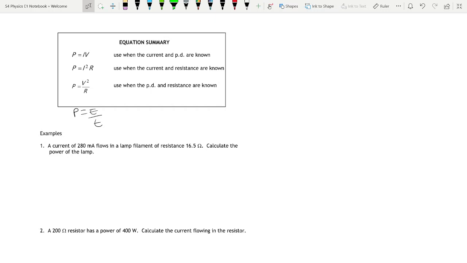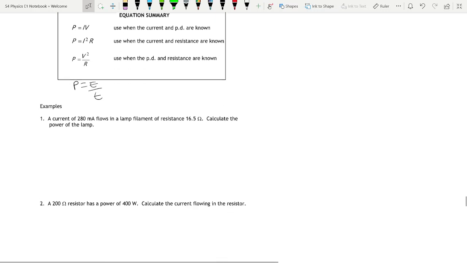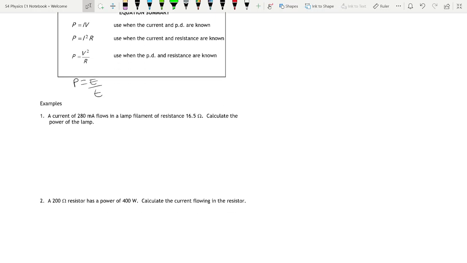The trick with these is that they're quite easy to use, but you just need to be able to identify which equation to use. So the best thing to do when we're doing power questions is write down everything that we know, everything that we've been told in the question, and then from that, work out which equations to use. For example, a current of 280 milliamps flows in a lamp filament of resistance 16.5 ohms. Calculate the power of the lamp.